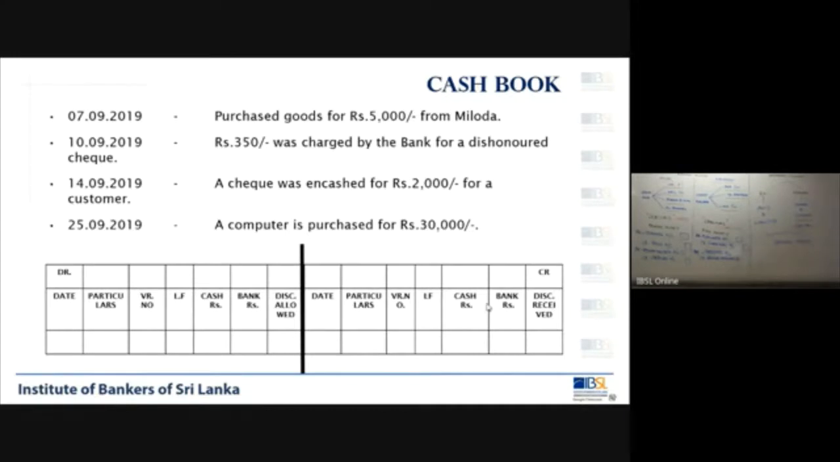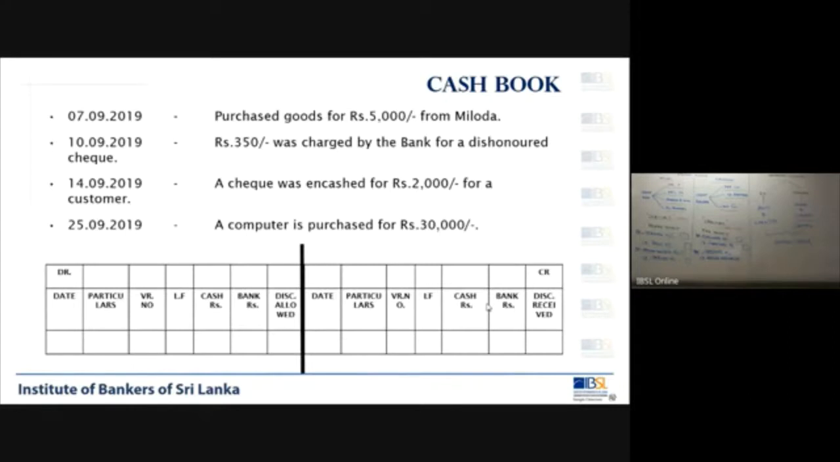Now on the debit side, you have the date column, particulars or the description, the voucher number, ledger folio, we call it the ledger folio, that is the page number of the ledger. Then you have the two important columns. One is namely the cash column and the other one is the bank column. Please make a note of it, very important. In the cash book, you have two columns, namely the cash column and the bank column.